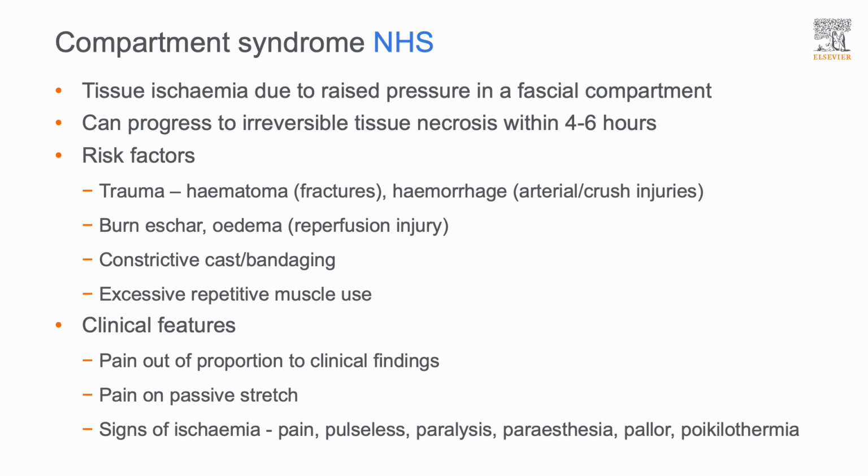Constrictive burn eschars can produce tissue ischemia, and also edema from reperfusion injuries can relate from burns. Constrictive casts or bandaging can cause compartment syndrome, and excessive repetitive muscle use can cause a phenomenon described as chronic compartment syndrome. Clinical features include pain out of proportion to initial clinical findings, pain on passive muscle stretch, and subsequently signs of ischemia, including pain, pulselessness, paralysis, paresthesia, pallor, or poikilothermia of the affected limb.